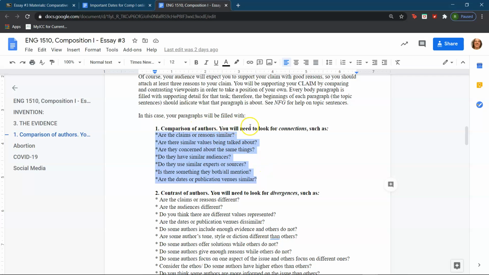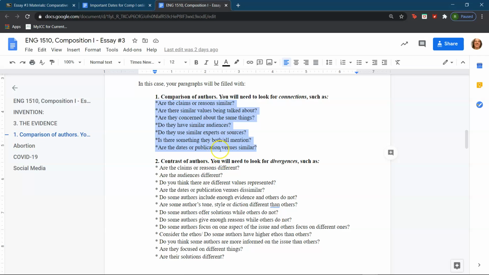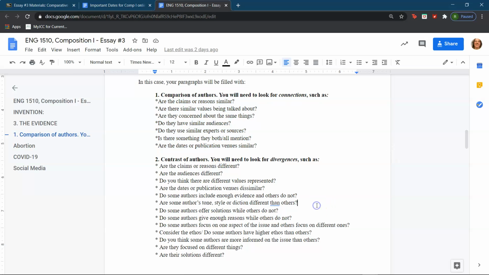So for comparison of authors, you'll need to look for connections such as, are the reasons or claims similar? Are similar values being talked about? Are they concerned about the same things? Do they have similar audiences? Do they use similar experts or sources? Is there something they both or all mention? And do the dates and publication venues look similar?